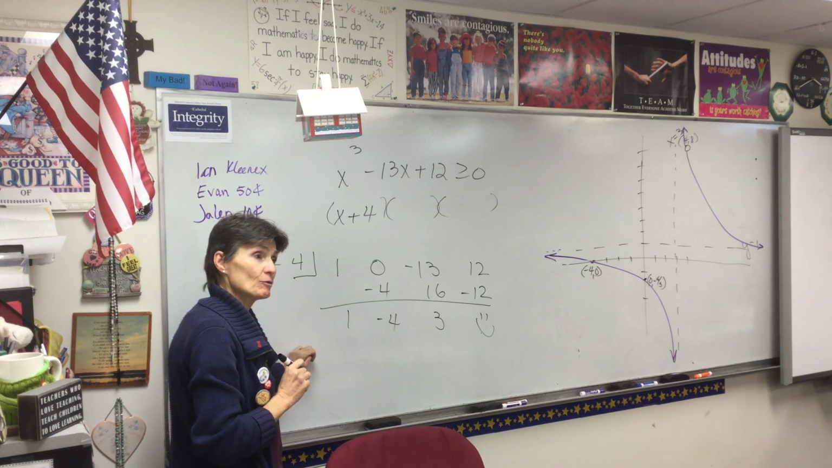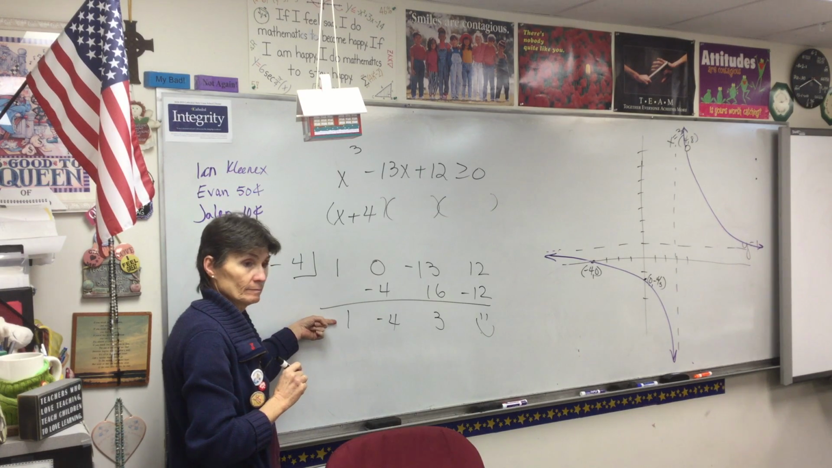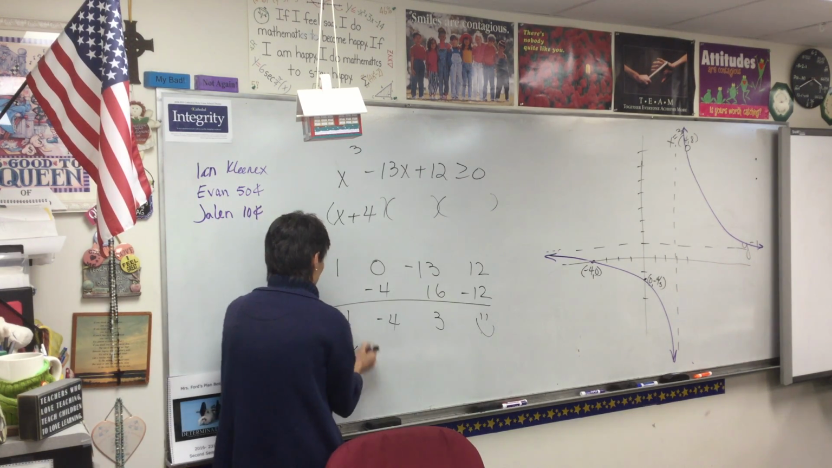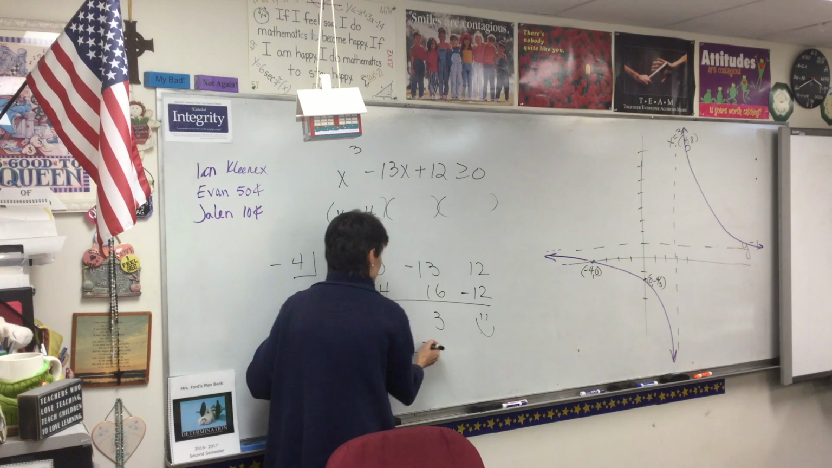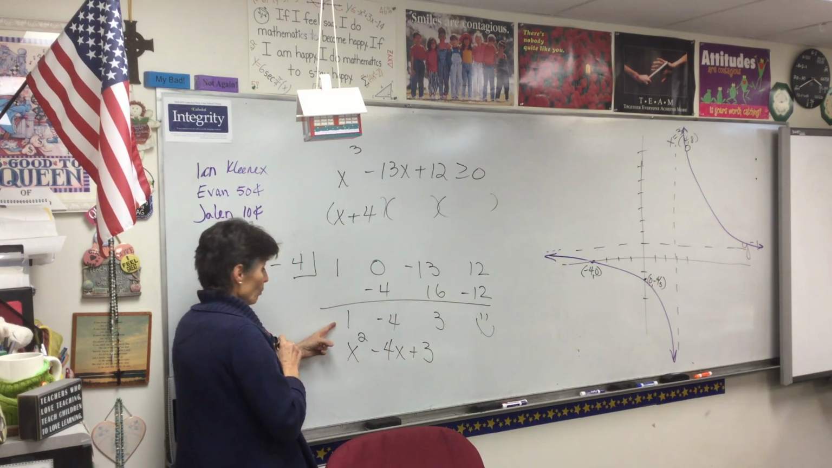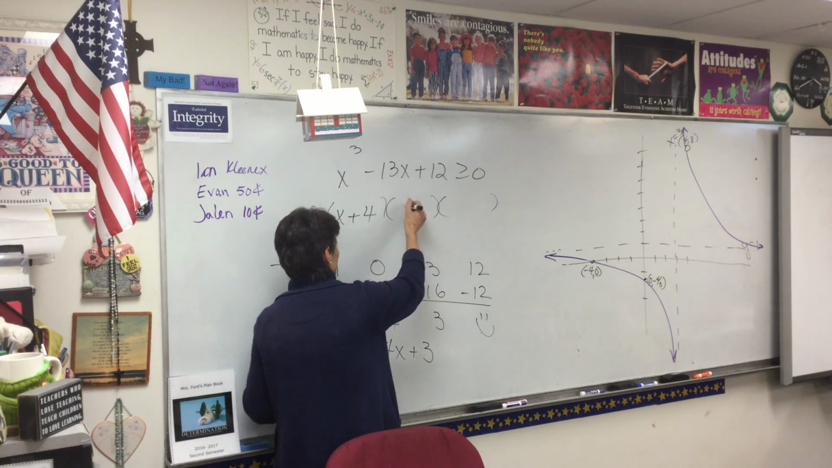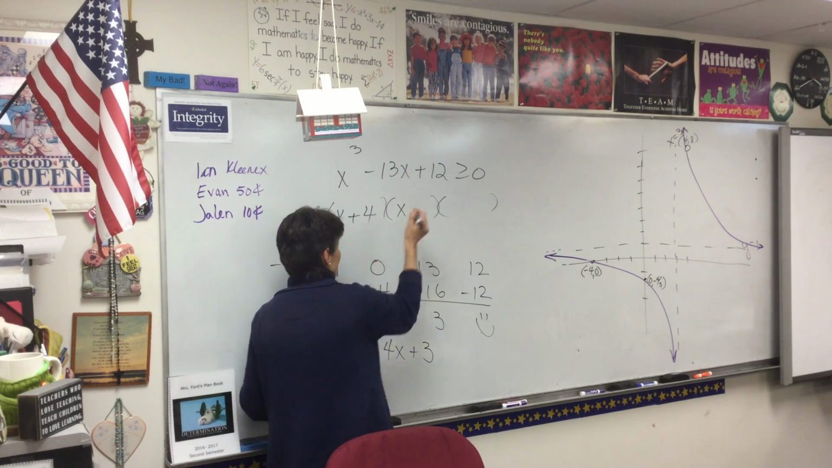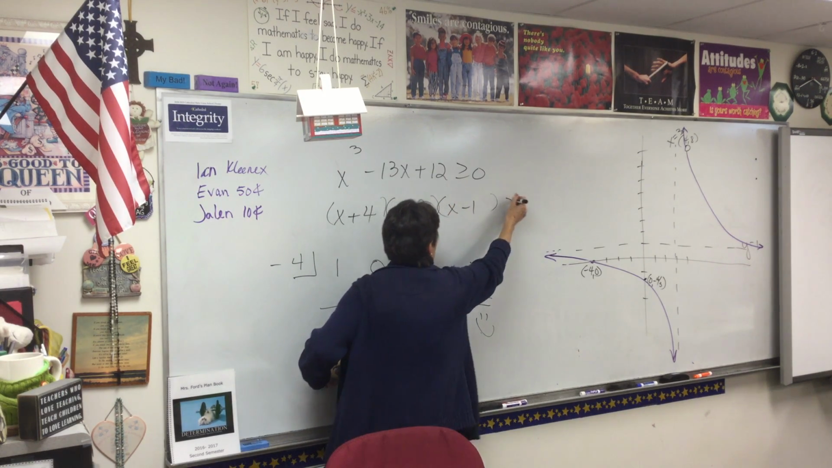And where will I get the other 2? X squared minus 4x plus 3, which factors into x minus 3 and x minus 1.